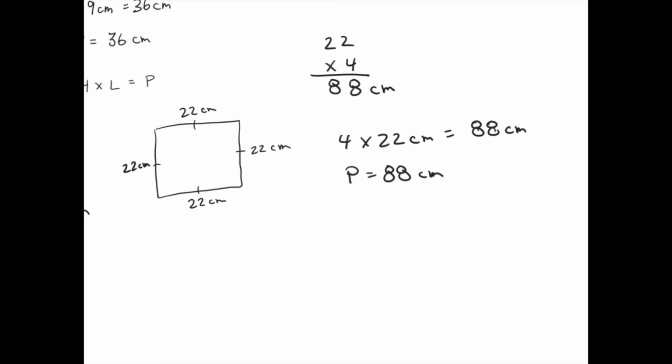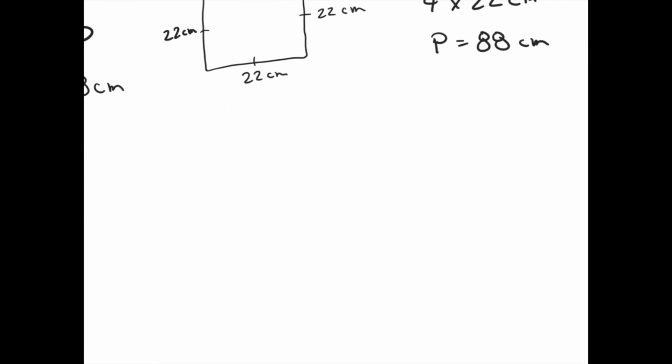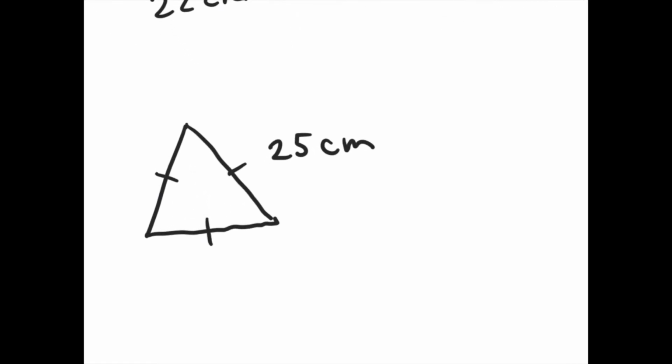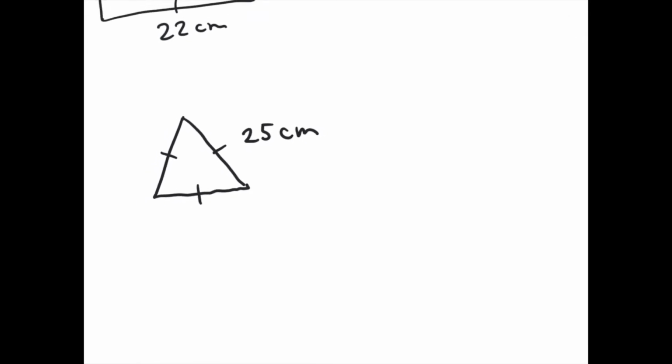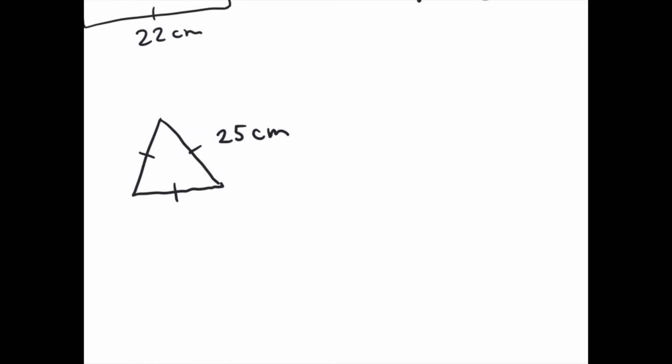Okay, but not all regular polygons are squares, so let's look at another one. Let's look at a triangle, another basic shape. All three sides are the same. Let's give this one a side length of 25 centimeters. This is a big triangle. So what do we know about triangles? Triangles all have three sides. So just like the square had a rule, the triangle has a rule. It's going to be 3L equals P.